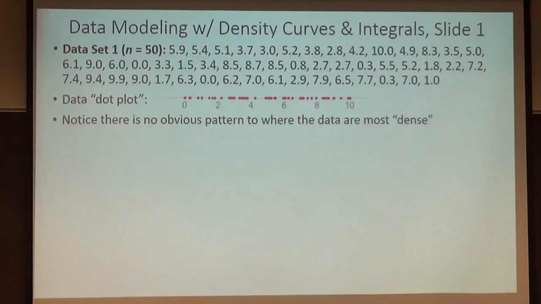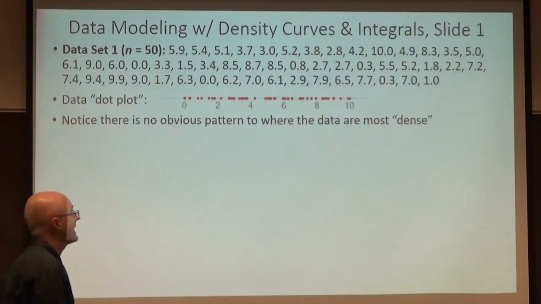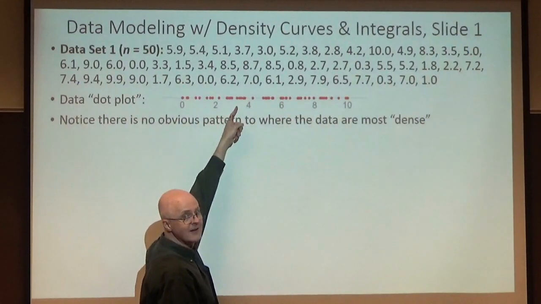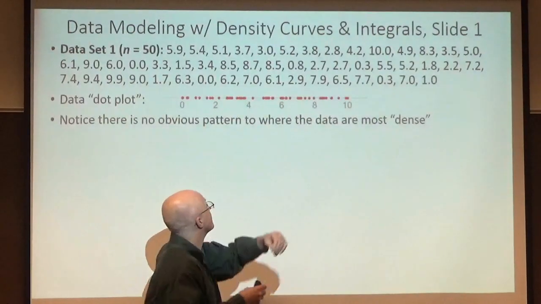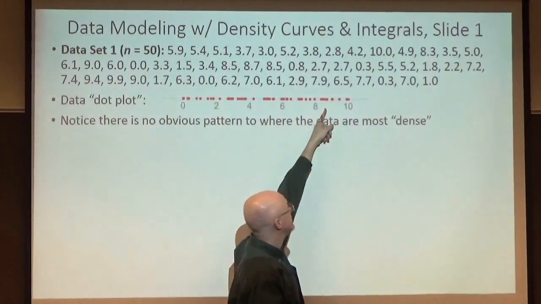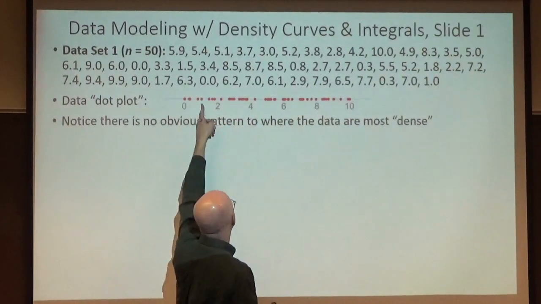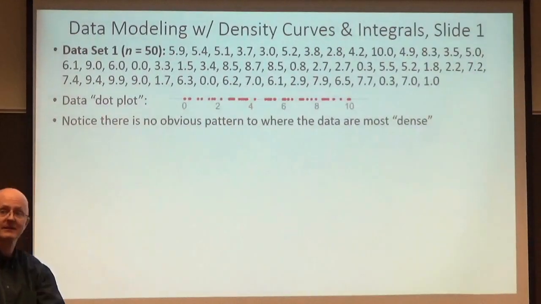Notice there's no obvious pattern to where the data are most dense. I mean, yes, there's spots where it's denser than other spots. Pretty dense right here and right there. Dense, like how close are the points together. Kind of dense right there. Not so dense, say, here and here. But there's no obvious pattern to the density.